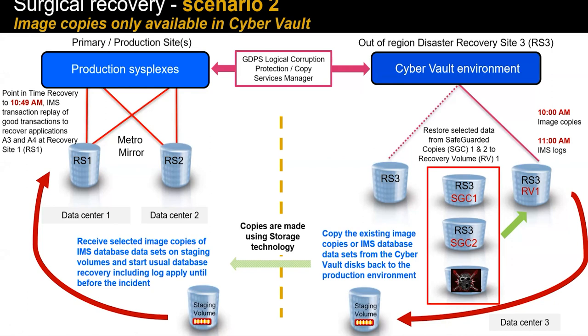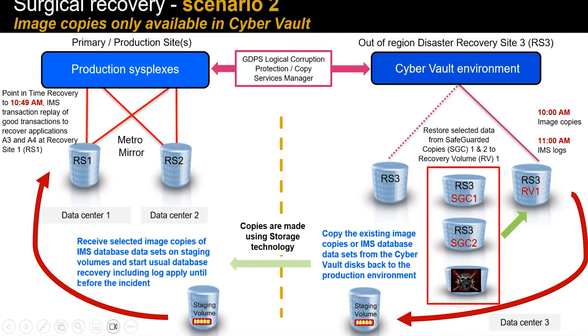So in this case, what I'm going to do is take the 10 a.m. image copies. I'm going to take the 11 a.m. logs. Remember, I'm able to save those things off to the permanent volume, so I can save the 11 a.m. logs before I IPL with the 10 a.m. image copies. And I'm going to copy that over to Cyber Vault disks that have access to copy back to production. Okay, so this is another storage technology where I'm going to put them on the staging volumes. The staging volumes can then be copied to staging volumes in production using storage technology. And now I have good image copies sitting on a staging volume in production.